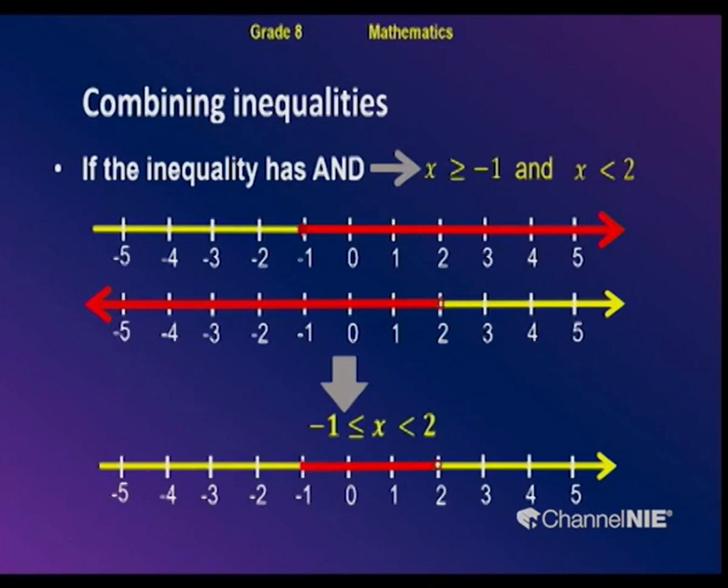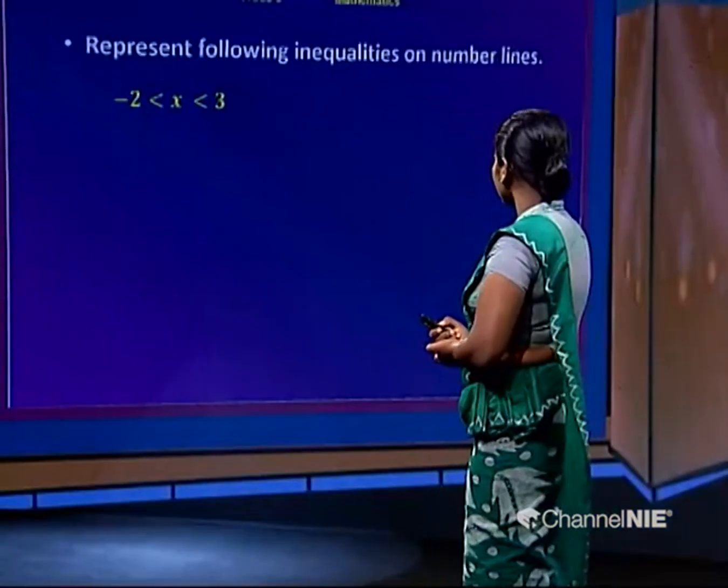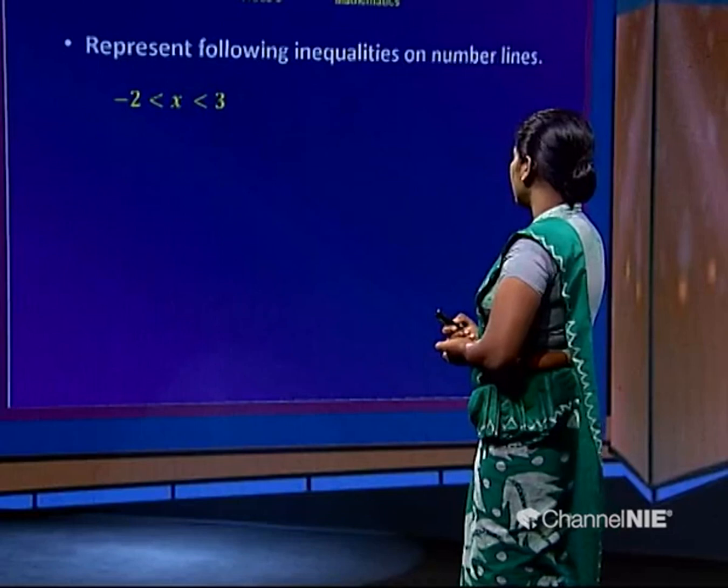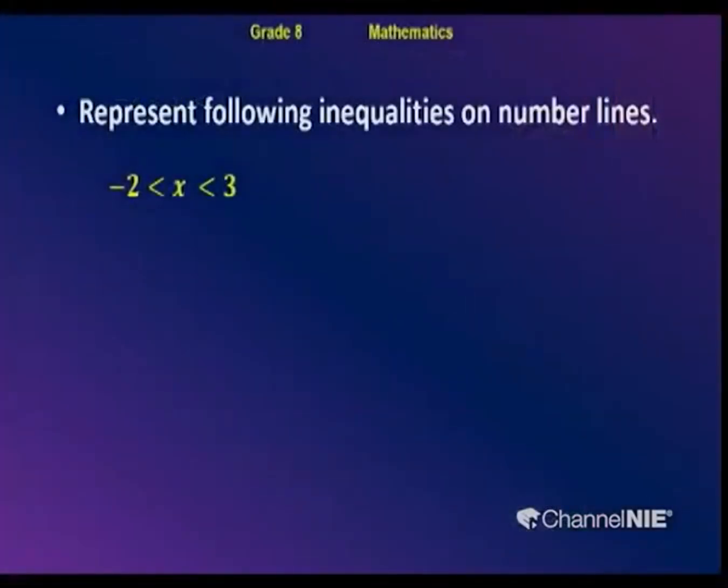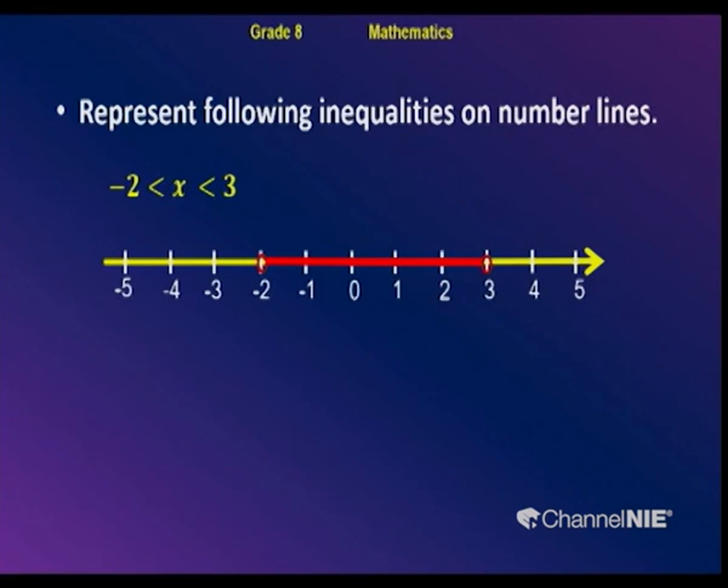Next we are going to talk about how to represent the following inequalities on a number line. Minus 2 is less than x, which is less than 3. On the number line, x is not equal to minus 2 and 3, so you have to use open circles, and x belongs between these two numbers.